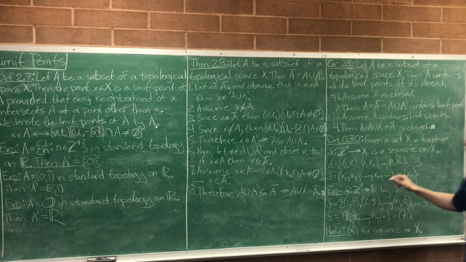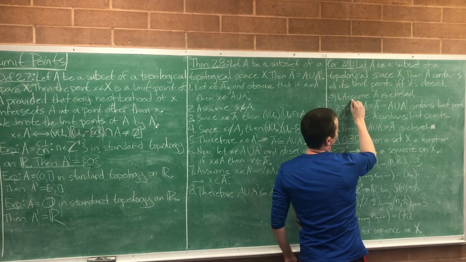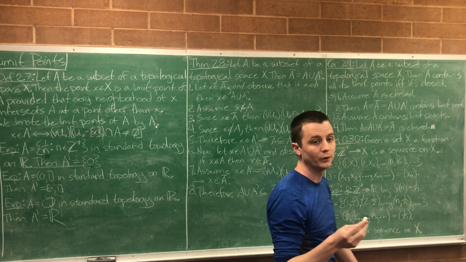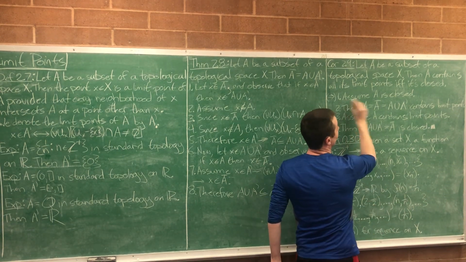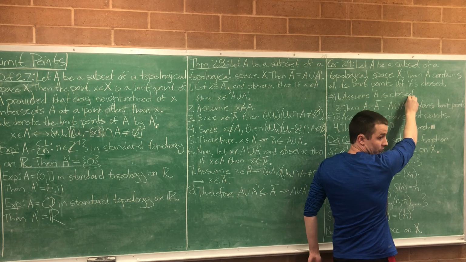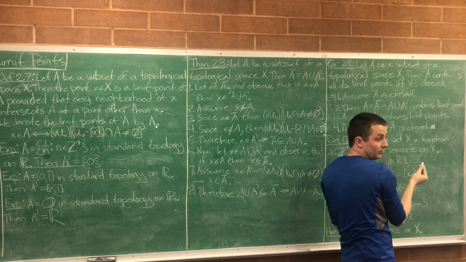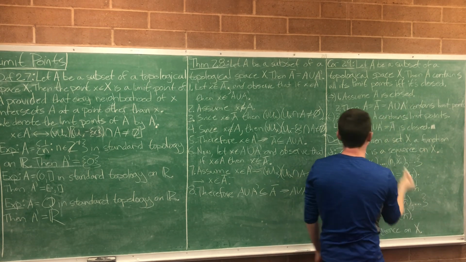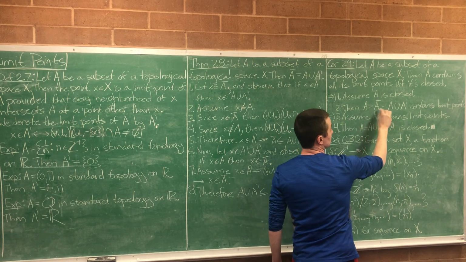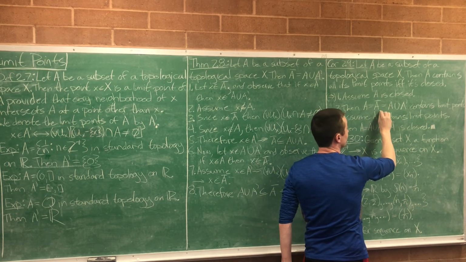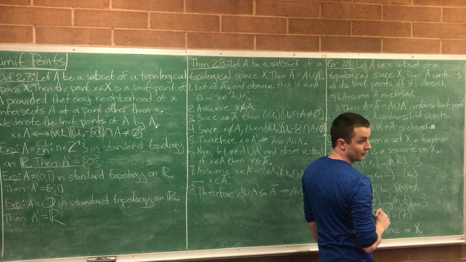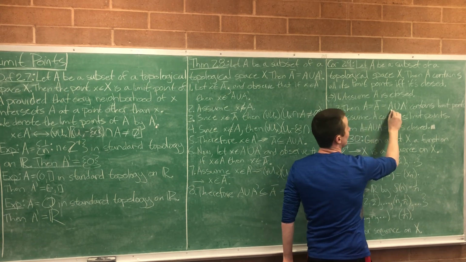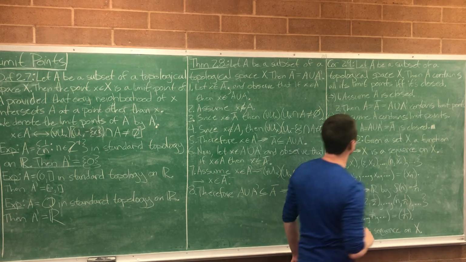Okay, so let's prove it real quick. First, let's show if it's closed then it contains all its limit points, then we'll show if it contains all its limit points, it's closed. So 1, assume A is closed. Now if A is closed, it's equal to its closure. We just proved any set's closure is equal to A union its limit points. So A is equal to A union its limit points, so it contains all its limit points, we're done.